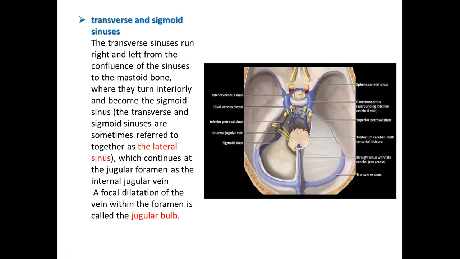Transverse and sigmoid sinuses. They run from the confluence of sinuses to the right and left toward the mastoid bone, where it passes inferiorly to become the sigmoid sinus. Sometimes the sigmoid sinus together with the transverse sinus we call the lateral sinus, which will continue through the jugular foramen to the internal jugular vein. The jugular bulb is a focal dilatation inside the foramen. We call it the jugular bulb. Here the superior sagittal sinus, transverse sinus, and this is the sigmoid sinus.